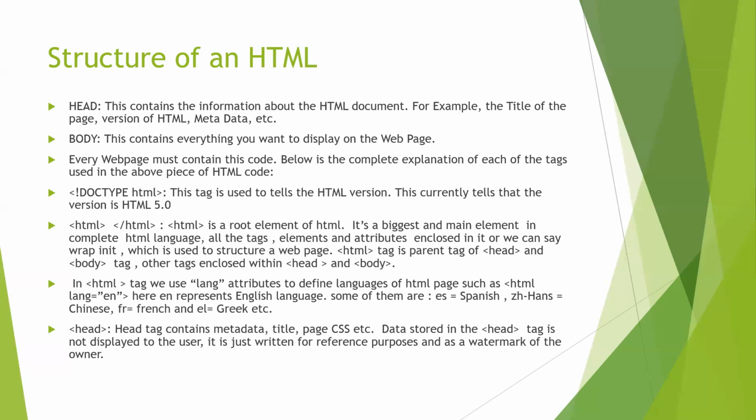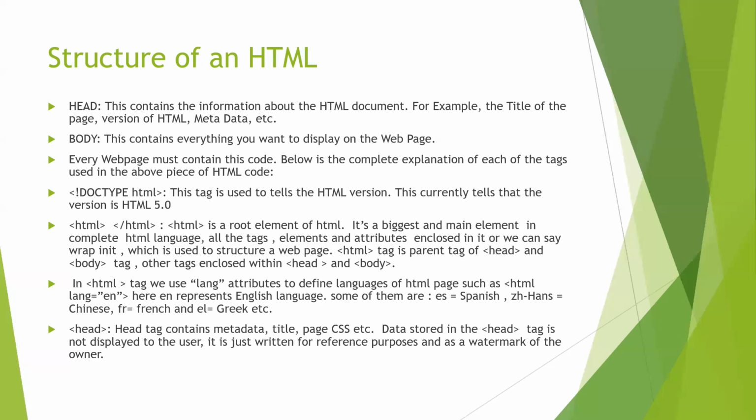So first we start our HTML language with the doctype HTML tag. This tag is used to specify which HTML version we are using, and it currently tells us that we are using the version of HTML 5.0. Later, we have the HTML tag, with the start tag and the end tag. So the start tag, that is the HTML tag, specifies it's the root element of the HTML.